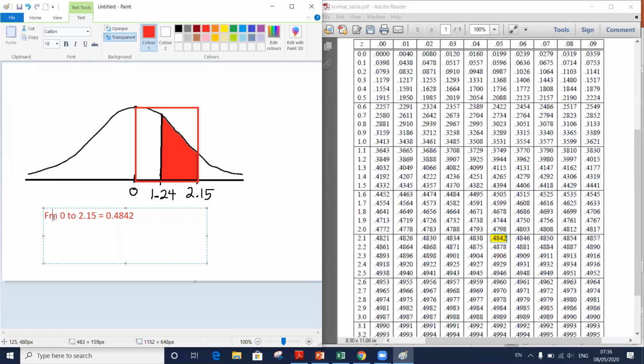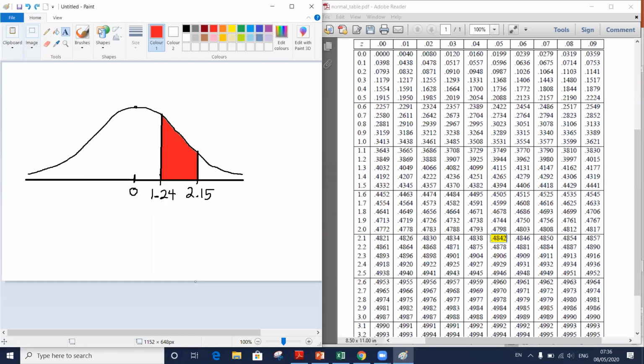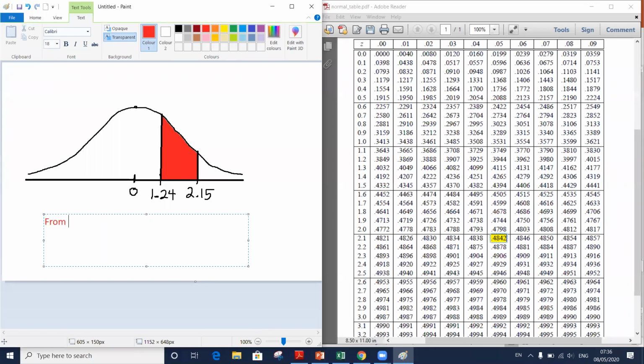It always starts from point 0. From point 0 to 2.15, the area belonging to that portion is 0.4842. From 0 to 2.15, the area is 0.4842.